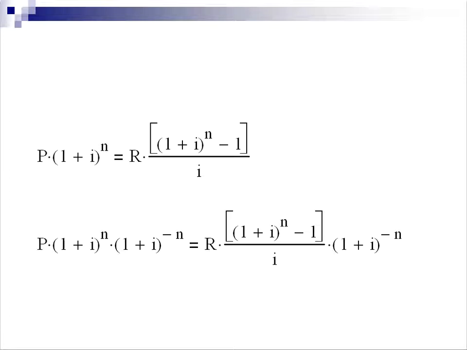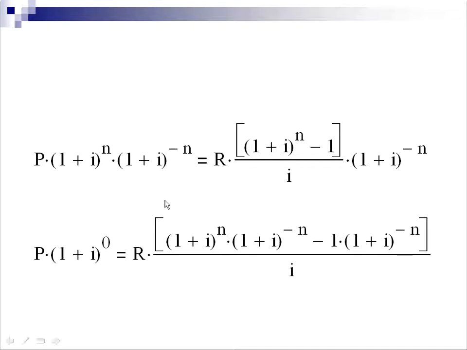Now let's manipulate this equation algebraically. The goal is to solve for P. If we take this equation and multiply both sides by the quantity 1 plus I to the power of negative n, we have one on this side and one on this side. Now, remember from algebra, when you have equivalent bases, all you have to do is add the exponents. So n plus a negative n is equivalent to 0. So 1 plus I now has a power of 0.